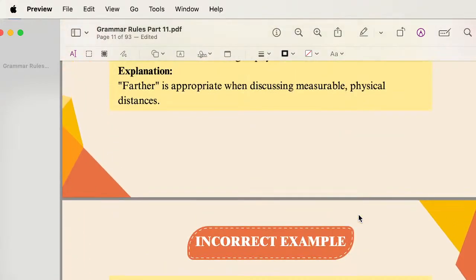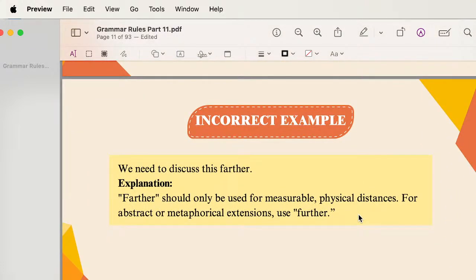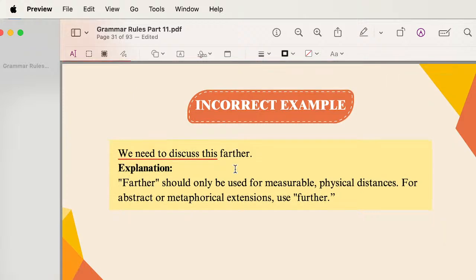Here in this case, if I'm saying that we need to discuss farther, this is incorrect, because in a discussion we are not talking about any measurable distance or physical distance. That is why farther is not correct here. The correct word here would be further, not farther. Remember, you're supposed to use further here. Why? Because we are not talking about any physical distance in this case.